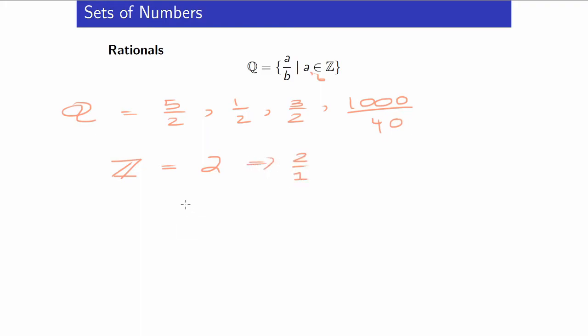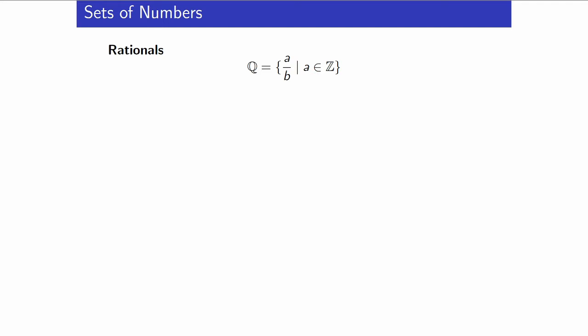So the integers are actually a subset of Q. Integers are a subset of rationals. So Q, being the rationals, contains all the integers because you can write all the integers as rationals. Now let's move on to the next one. So let me get rid of that and move slides.